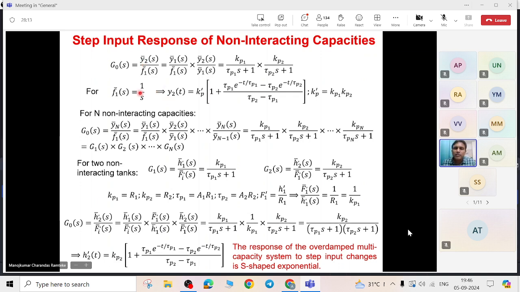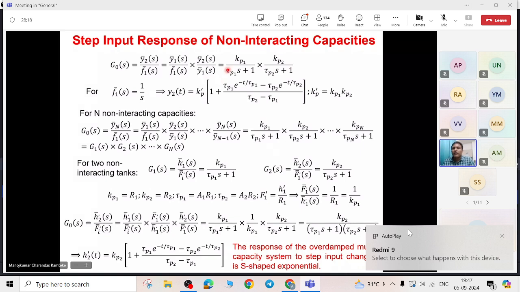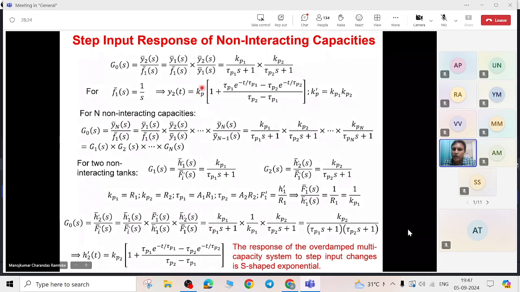So with inversion, we are going to get y2(t), and y2(t) will be obtained as what? y2(t) will come out to be Kp dash. Remember, in this case, Kp1 into Kp2 is given as Kp dash. So we will take this Kp dash outside, into the bracket, 1 plus tau p1 e raised to the power minus t by tau p1 minus tau p2 e raised to the power minus t by tau p2, divided by tau p2 minus tau p1. So this is a generalized expression which we have already derived earlier, isn't it? So the same expression we are expected to get in this case.